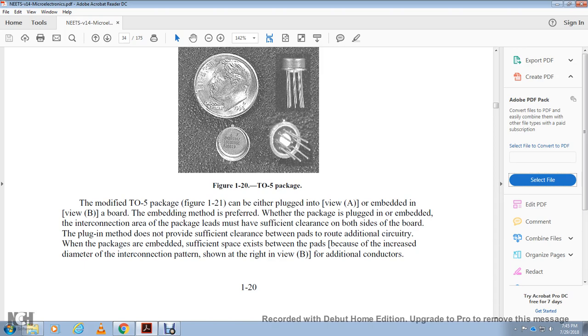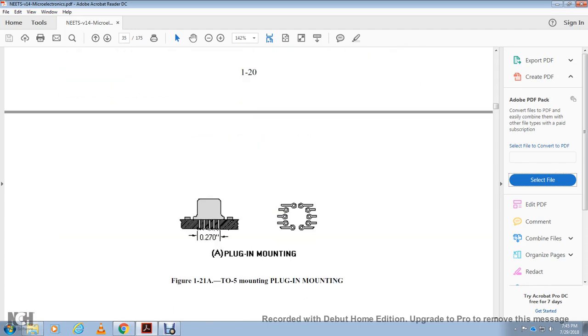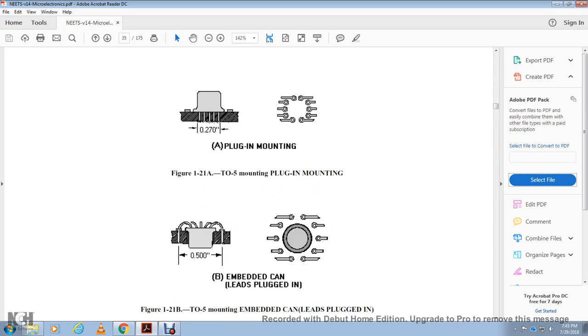The plug method does not provide sufficient clearance between the pad with the route and the additional circle with the package. With the embedded method, sufficient space exists between the pads to increase the design of the interconnection pad, shown in view B with additional conductors. A, the plug-in mounting, 270 thousandths of an inch. And transistor outline 5 mounting, plugging, mounting, 500 thousandths of an inch, embedded, plugged in.